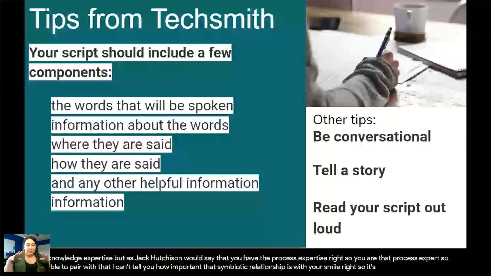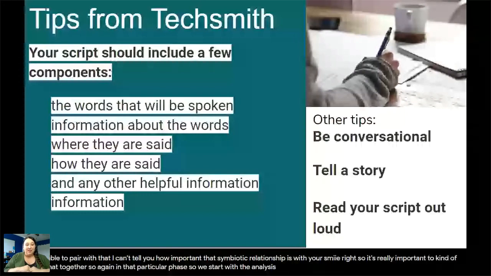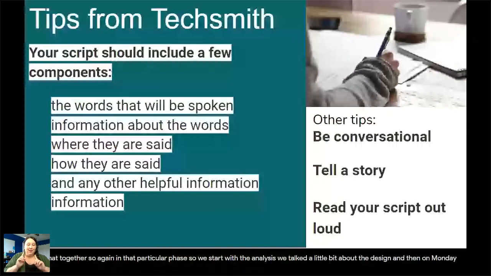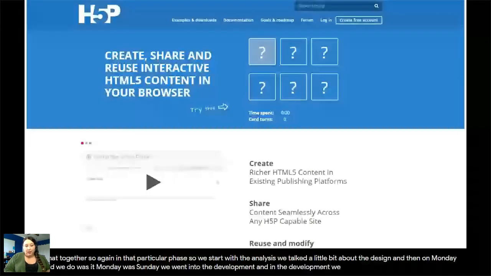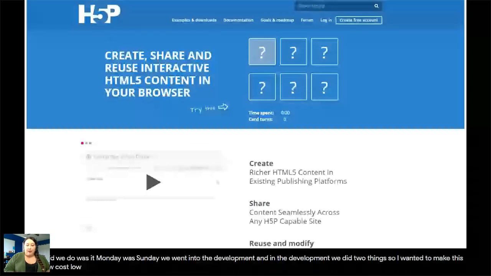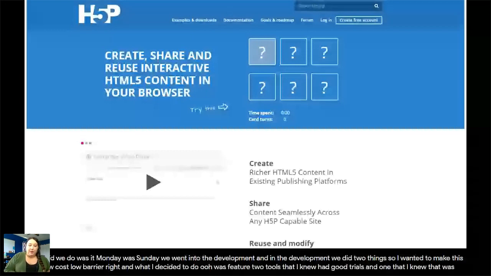So again, in that particular phase, we started with the analysis, we talked a little bit about the design, and then on Monday, what did we do? Was it Monday? It was Sunday. We went into the development. And in the development, we did two things. So I wanted to make this very low cost, low barrier, right? And what I decided to do was feature two tools that I knew had good trials and one that I knew was freemium, I'm going to use that term, and I knew that it would create code where you could embed it in your portfolio.